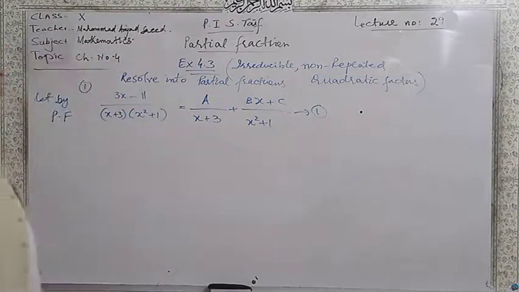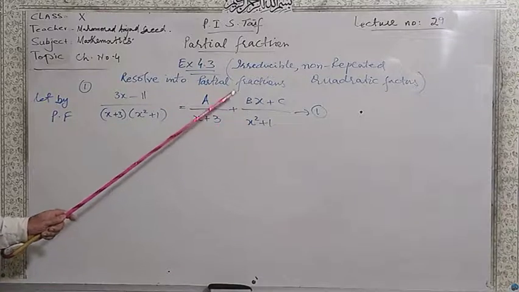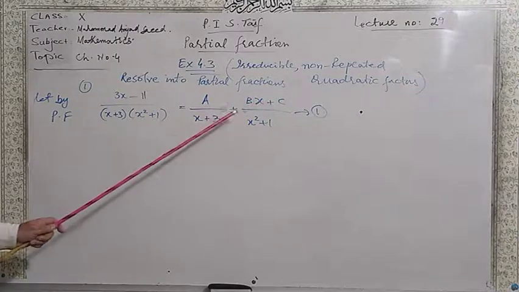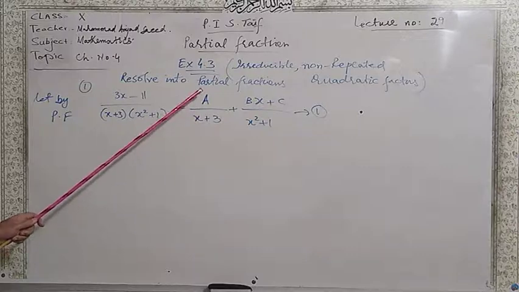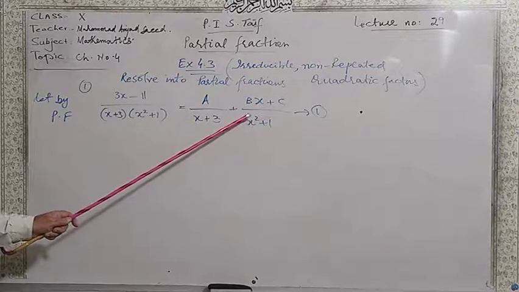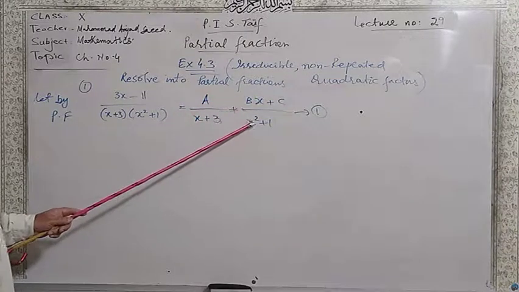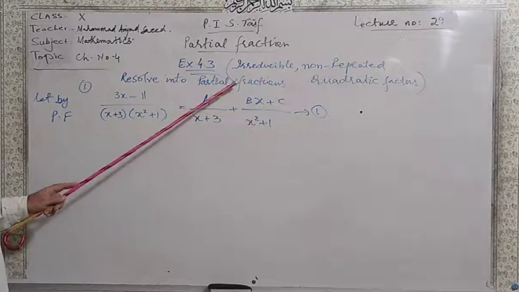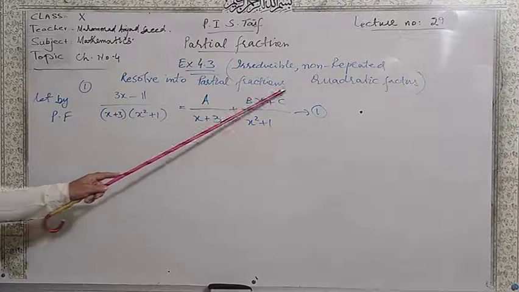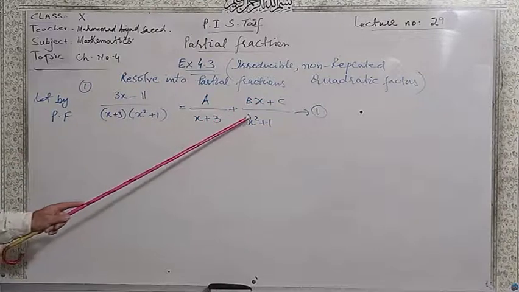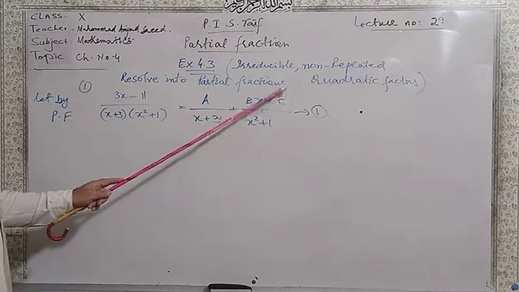You may write A over x plus 3 plus Bx plus C over x square plus 1. Dear students, this is a new type in which degree 2 involves 2 constants. For x power 1 you need one constant; for x power 2, degree 2, we have 2 constants. But the degree is 2, so the depressed form of the expression will be Bx plus C. Suppose it was 3, then it would be written as Bx square plus Cx plus D.